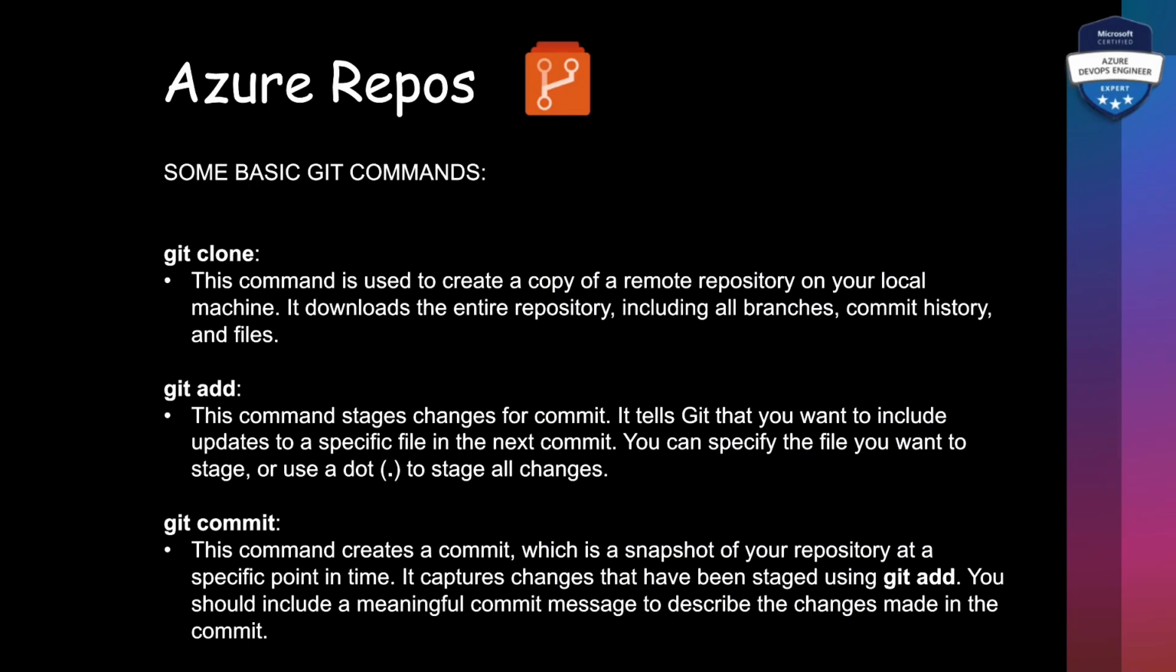Then there is git commit. This command creates a commit, which is a snapshot of your repo at a specific point in time. It captures changes that have been staged using git add. You should include a meaningful commit message to describe the changes made in the commit.